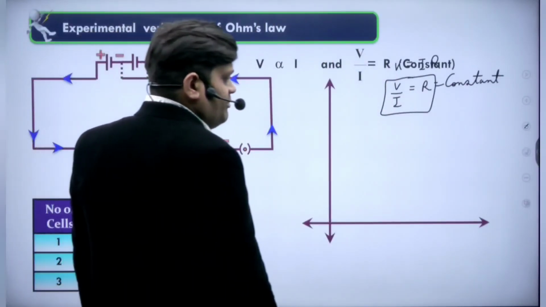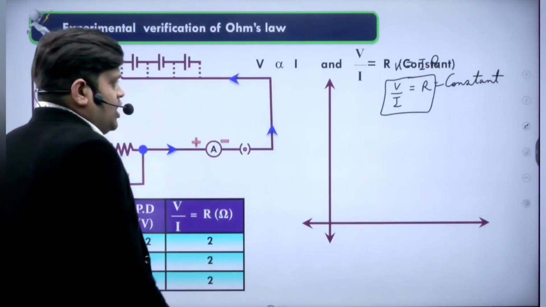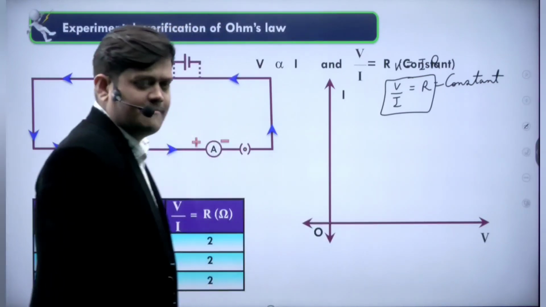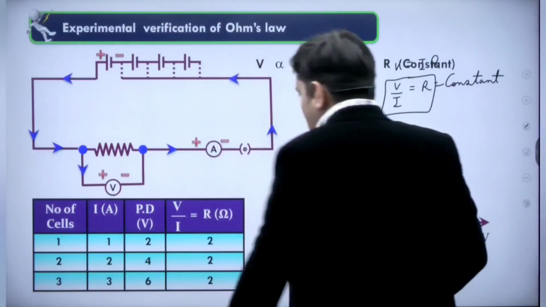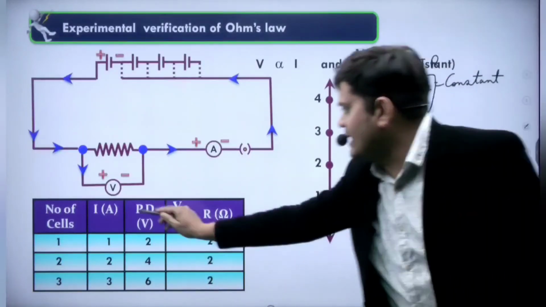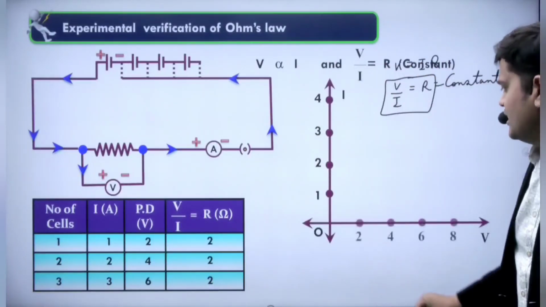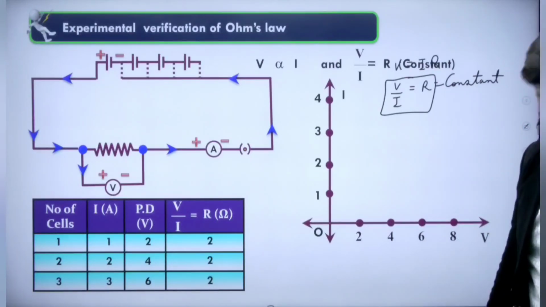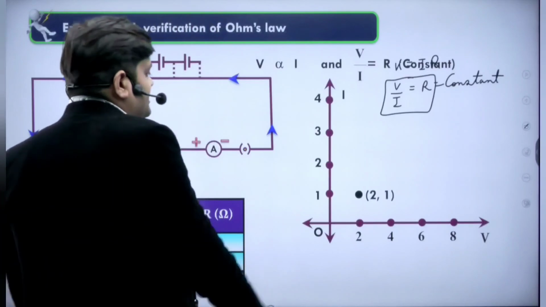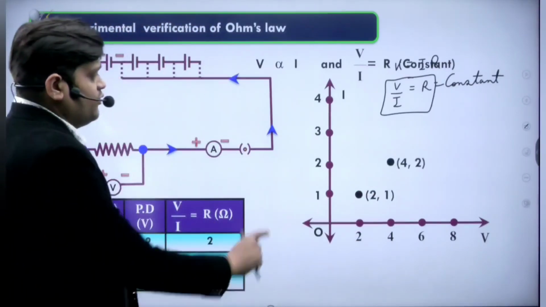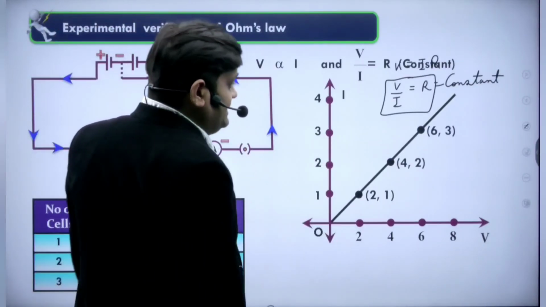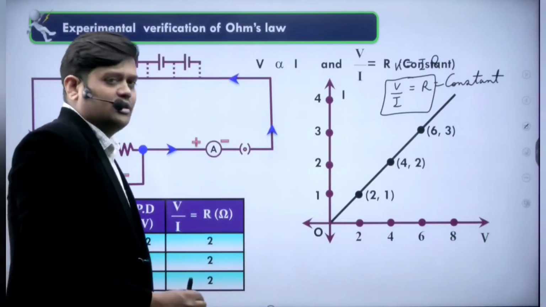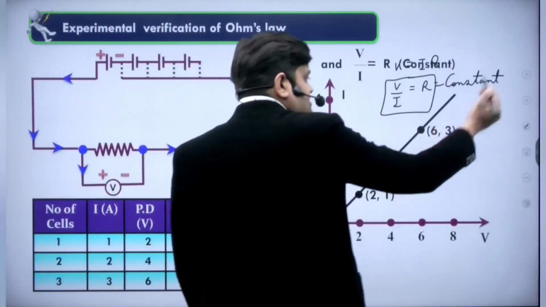There is a graph between two axes. On this axis we have the current, and on this axis we have the potential difference. The current is 1, 2, 3, 4. The potential differences are 2, 4, 6, 8. When we plot the graph, we get the points 1, 2, then 2, 4, then 3, 6, and when finally we draw the graph, we find that it is a straight line.